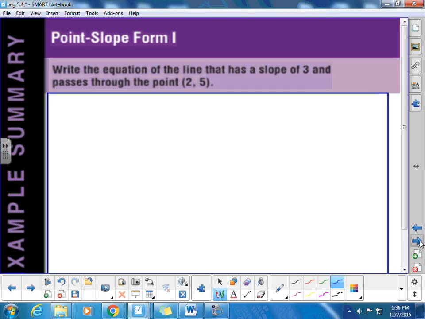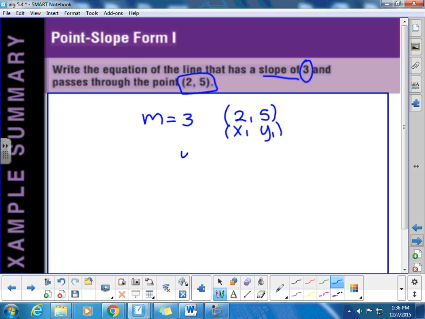Write an equation of the line that has a slope of 3 and passes through the point 2, 5. So slope of 3 and passes through the point 2, 5. So I'm going to label this my x1, this is my y1, and I'm going to fill in my equation. What was the equation again? See if somebody can come up with it. You should have y minus y1 equals m times x minus x1.